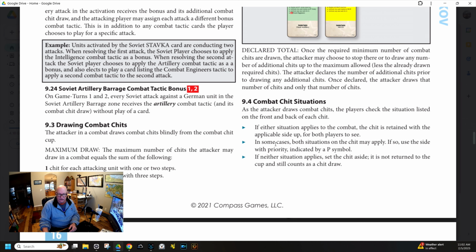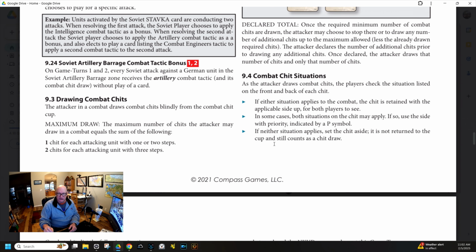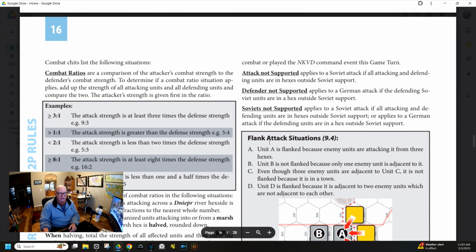Combat chit situations. As the attacker draws combat chits, the players check the situation listed on the front and back of each chit. If either situation applies to the combat, the chit is retained with the applicable side up for both players to see. In some cases, both situations on the chit may apply. If so, use the side with priority indicated by a P directly on the chit. If neither situation applies, set the chit aside. It is not returned to the cup and still counts as a chit draw.